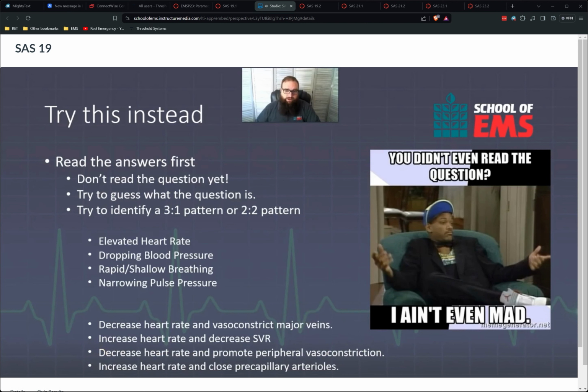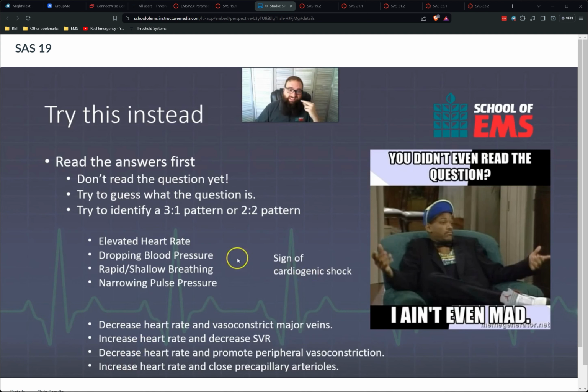And then increase heart rate and close precapillary arterioles, which also increases. So this one will actually increase your blood pressure both ways. This one will pretty much balance it equal. So D kind of sticks out. And then there's also a 2-to-2 with the heart rates as well. So let's look. What do we got here?